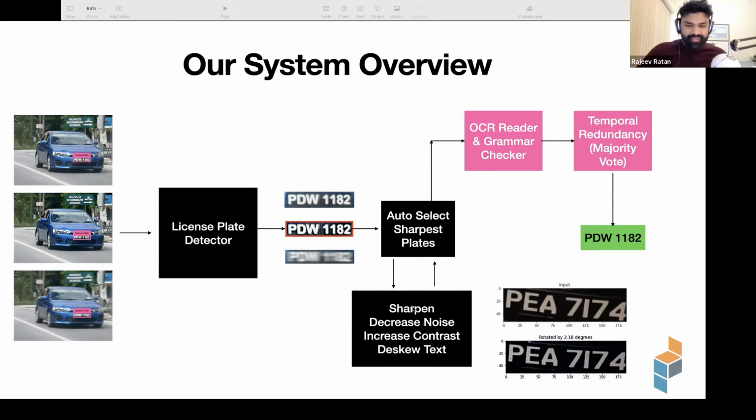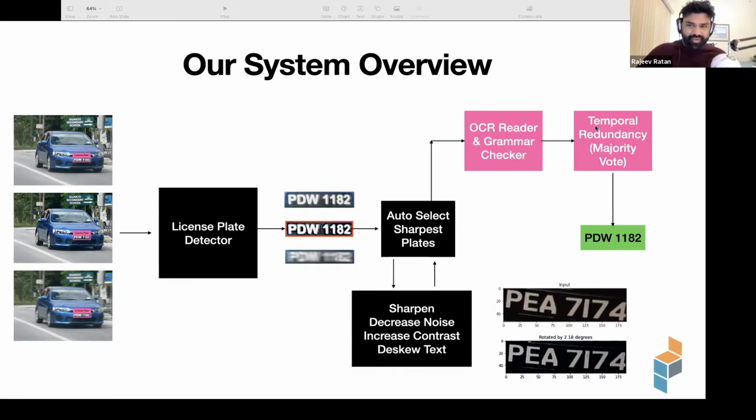And then we have some minor pre-processing on those plates just to sharpen, decrease the noise, increase contrast, and do some automatic de-skewing. So we go from this top one here to this bottom one here. You can see it's not a drastic difference, but it is slightly cleaned up. We do that for all the plates in the pool here. And then we take the OCR reader, which we built separately, and we run it on all those plates, let's say 30 plates. Oh, sorry, 10 plates that were selected from that batch. And we do the OCR grammar reader decoding. So we get all the characters out of those plates.